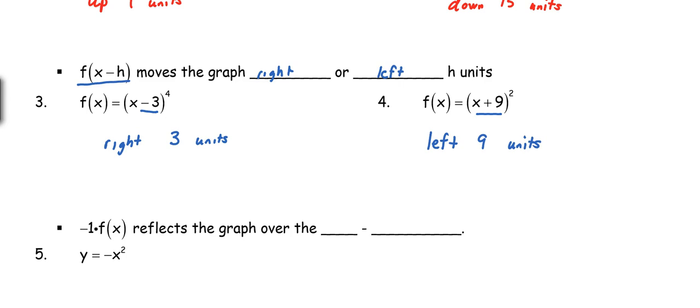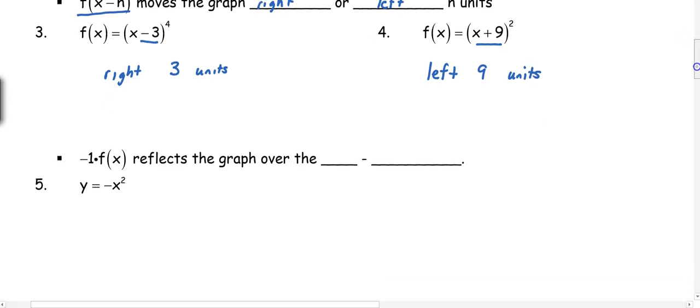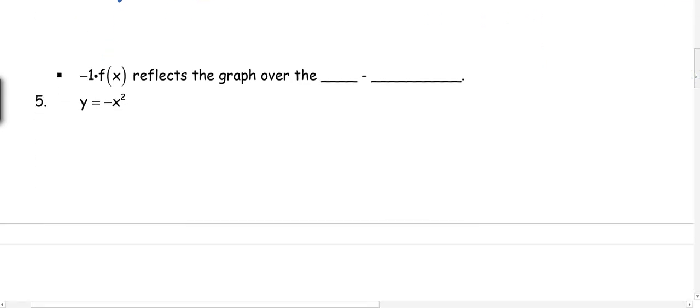Remember that the last type of shift is what happens when we multiply by a negative 1. When we multiply by a negative 1, we are going to reflect over the x-axis. So here this is a reflection over the x-axis because this became a negative.